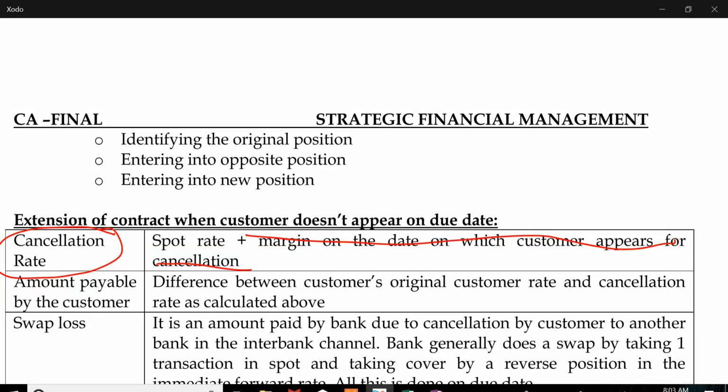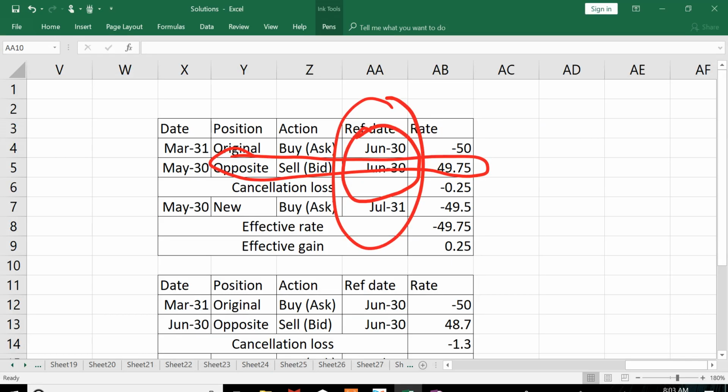Now what is the amount payable by the customer? You will write the spot rate, you will put 50 and another date, and you will get a cancellation loss. No, that is the amount the customer has to pay. Not the effective loss, whatever is the cancellation loss, that amount the customer has to pay on the due date. Till now, any doubts? It can be a gain, it can be a loss. Mostly the problem will be given in a loss scenario. So on the day on which the customer appears, I have to pay this amount.